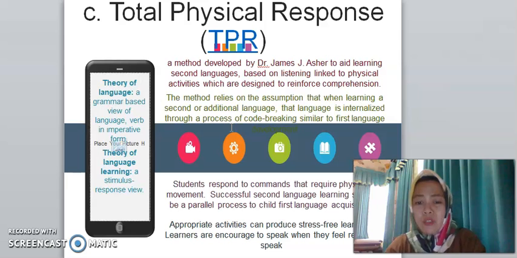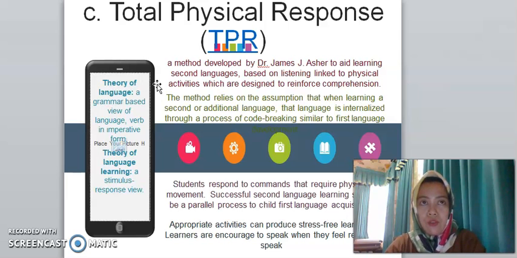Well, actually, the appropriate activities here can produce stress-free learning. Learners are encouraged to speak when they feel ready to speak. Well, TPR is quite famous in young learners' classes, probably, yeah.